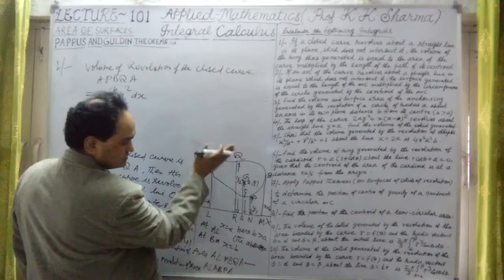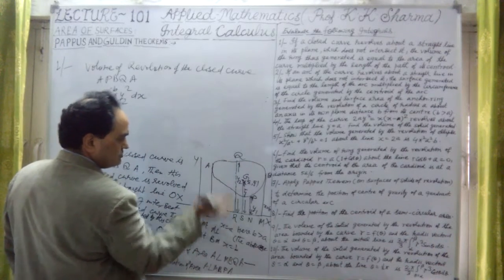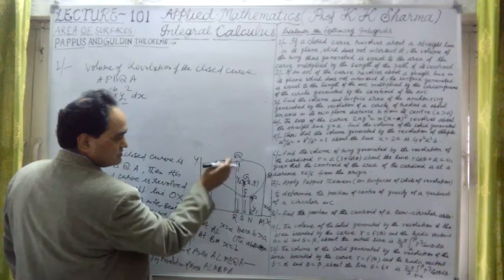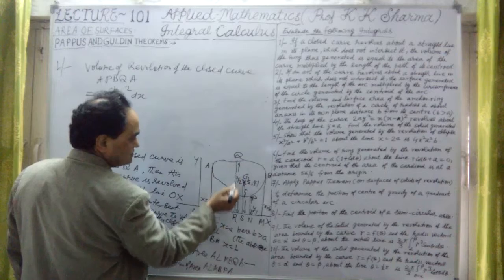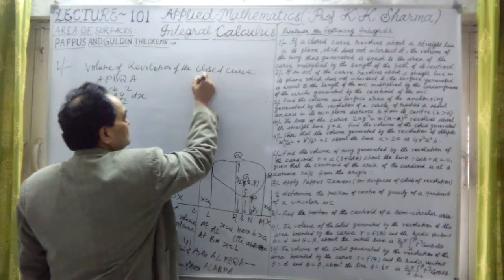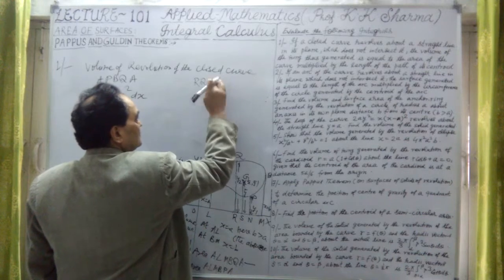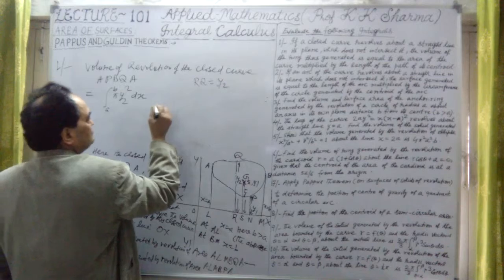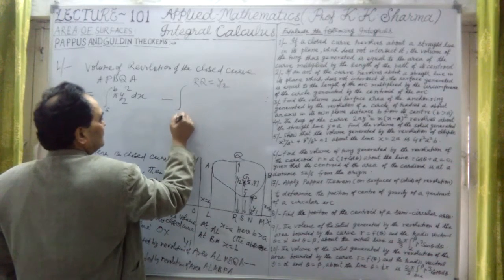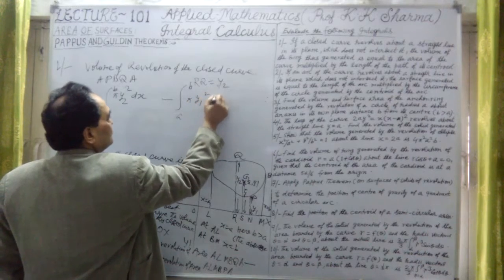Area of the closed curve: if this whole area is revolved about the axis, then the radius of this circle will be this. So pi r square means pi into y2 square. Y2 is the length RQ, where RQ is y2. I'm sorry, this is y2 here, this y2 I have taken here. Minus the integration from a to b of pi into y1 square into dx.